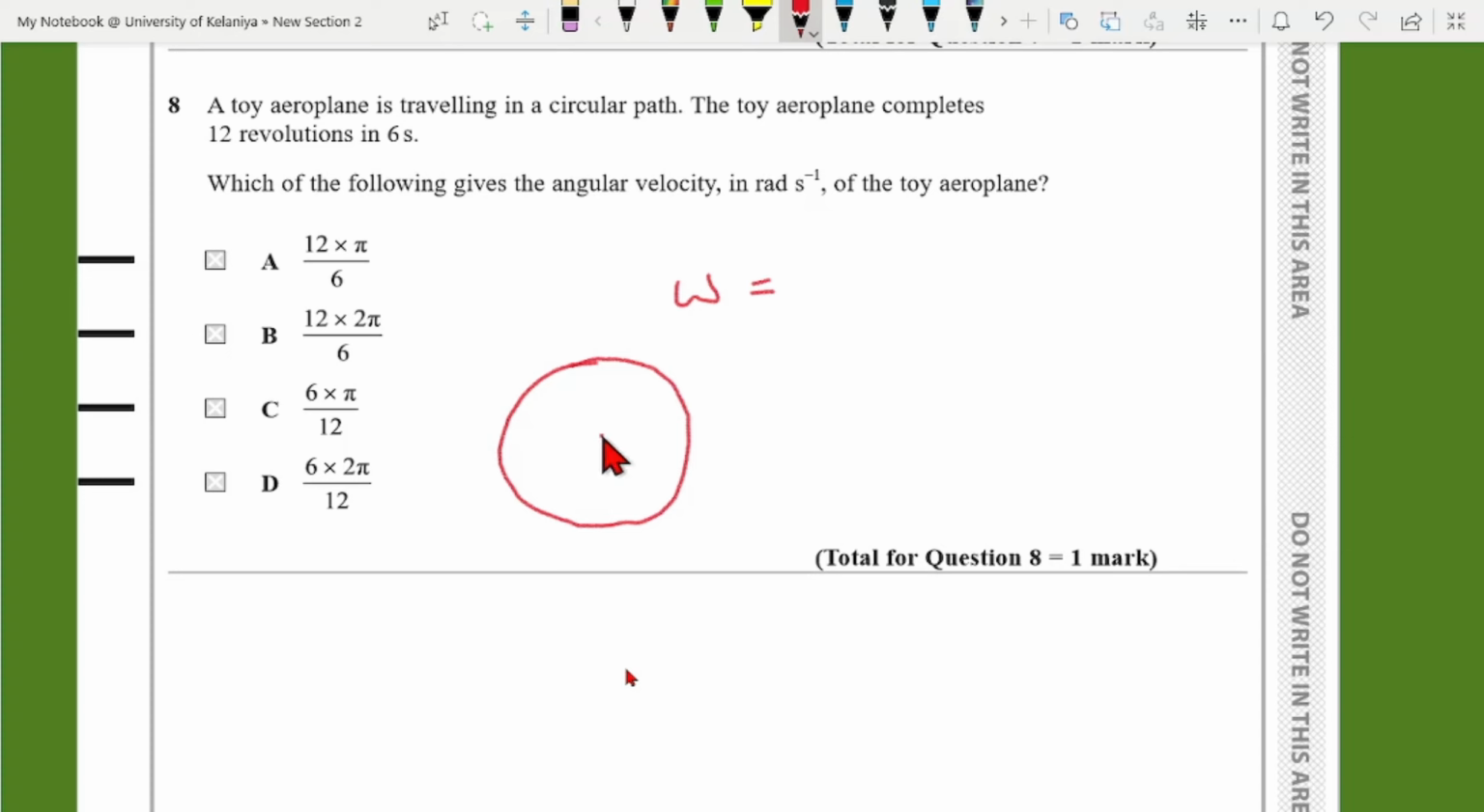For a whole circle, what you will get is the angle of 2 pi, right? Then it has covered 12 revolutions, so it is 2 pi times 12, right? So what is the time that it has taken for these 12 revolutions? It is only 6 seconds, right? Okay, because we all know omega is equal to theta over t. So the answer should be B, right?